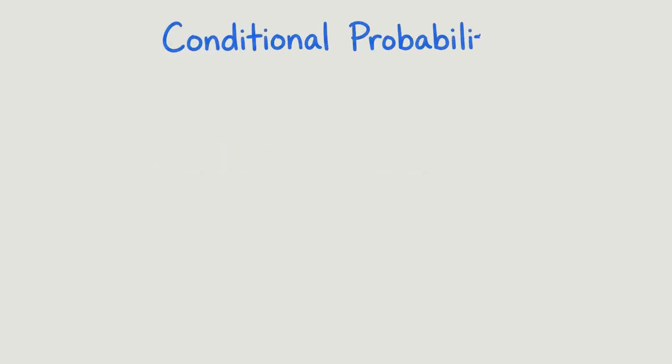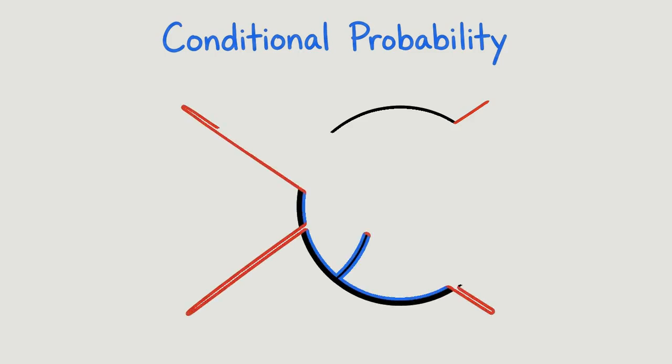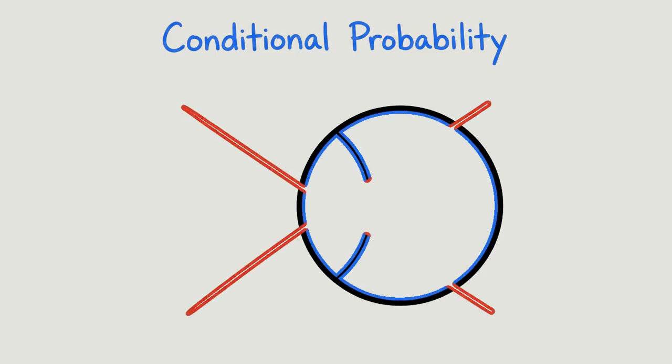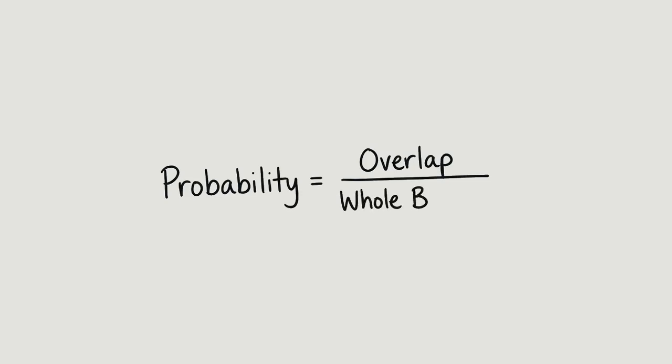Conditional probability becomes clearer visually as well. P of A given B means we are told B has happened, so everything outside the B circle is irrelevant. The B circle becomes the new sample space. The probability is the overlap divided by the whole B circle. The diagram makes the correct denominator obvious.